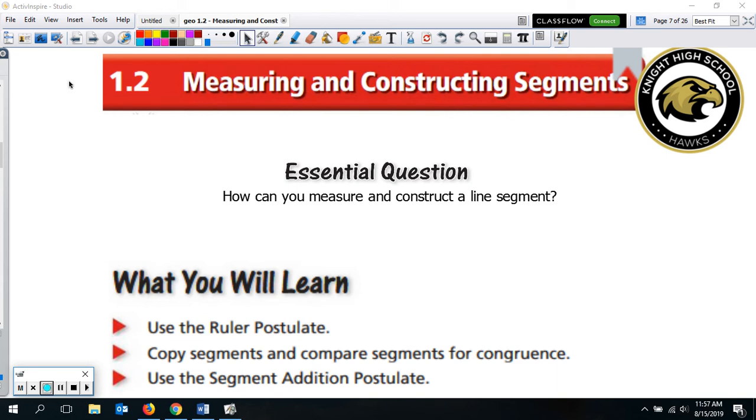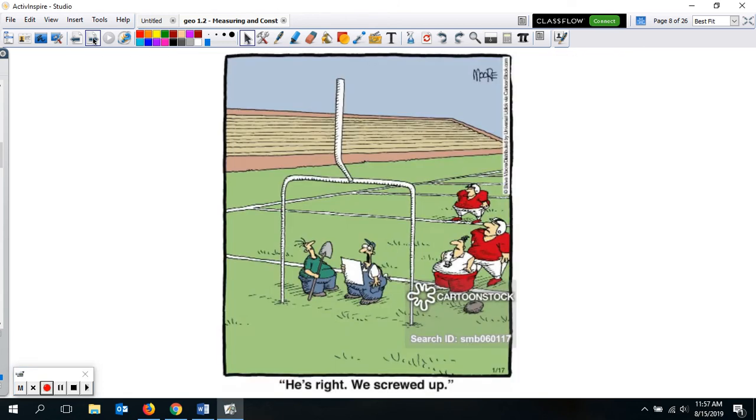All right, before we get into that, let's do a quick cartoon of our day. Going along with the coming football season, here we go. These two guys installed the uprights upside down. The goalpost is upside down. He's right, we screwed up. We're looking at their plans. That's a funny one. I laughed when I saw that one.